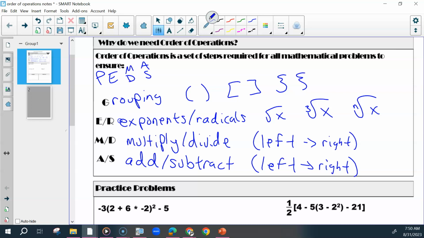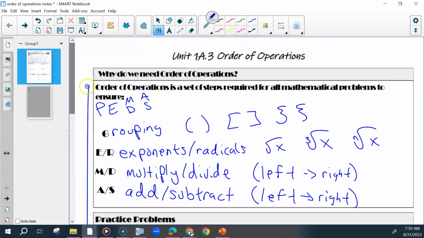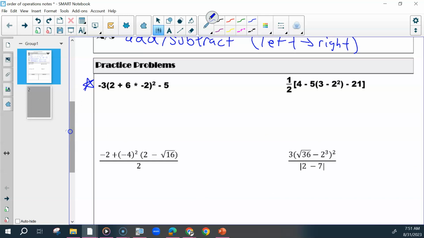Alright, so I want you to do a couple of these problems and then we'll come back and we'll talk about them. Using these, you're grouping your exponents and radicals, you're multiplying, dividing, you're adding and subtracting. I want you to try these two. Try again. And then we'll come back and talk about them.